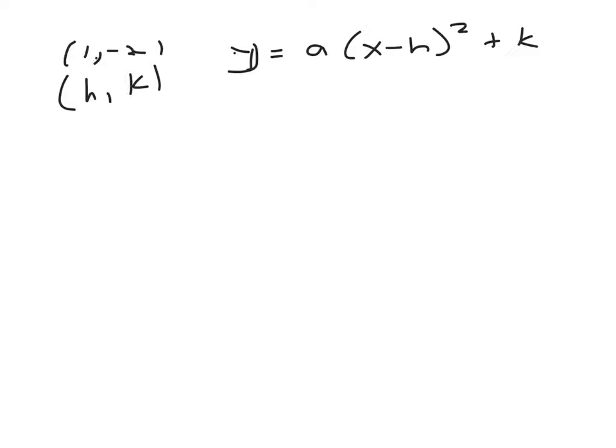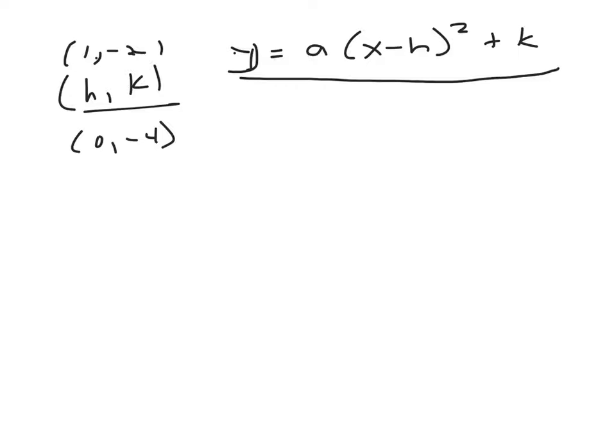The vertex (h, k) is at (1, -2), and we're going to be using this formula to solve for a. So I'm going to pick a nice easy point to help solve that, and looking at your graph, I'm going to use the point (0, -4) to plug into this equation to solve for a.